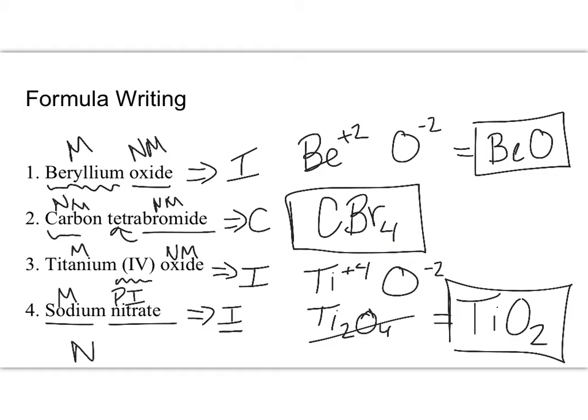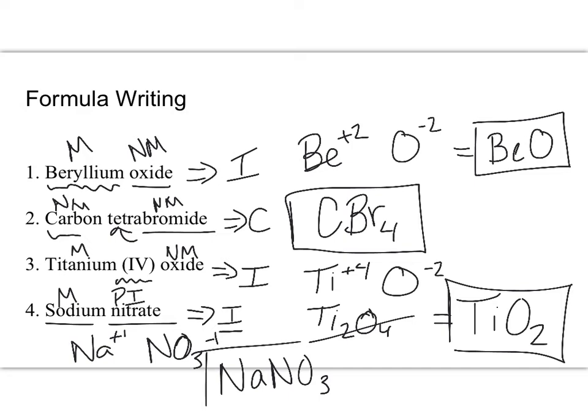So we're going to find sodium, write its charge. Nitrate has a formula of NO3 with a -1 charge. Okay, so I'm going to go ahead and just mush those together because they have the same numerical value for their charge, so they're going to even each other out just as is. So NaNO3.